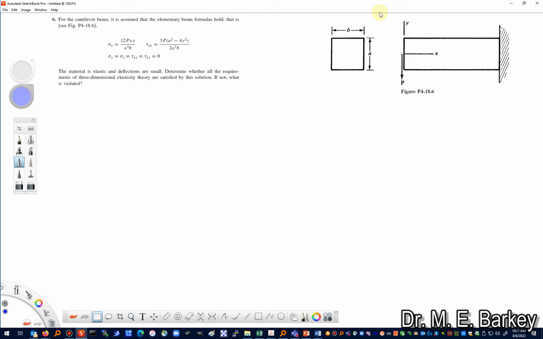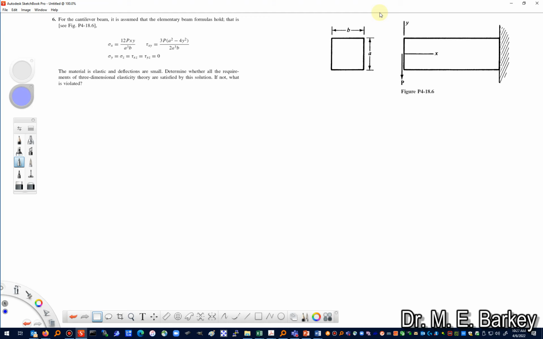So this problem says, for the cantilevered beam, it is assumed that the elementary beam formulas hold. And there's the figure there for that. It looks like a cantilevered beam with a load on the end. Here's a stress distribution for sigma x, for tau xy, and sigma y, sigma z, tau xz, tau yz are equal to 0. The material is elastic and deflections are small. We're also going to assume that it's an isotropic material. Determine whether all the requirements of three-dimensional elasticity theory are satisfied by this solution. If not, what is violated?